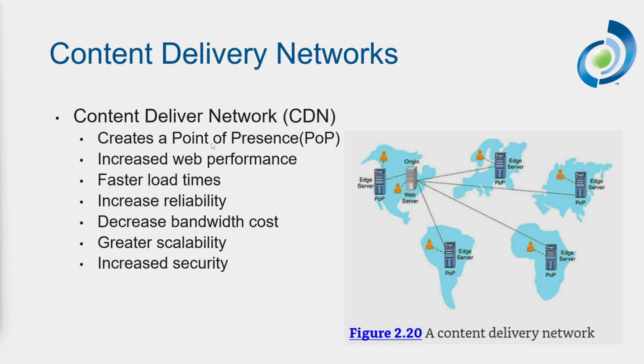So things to remember in a content delivery network: you create a point of presence right here, the PoP, and then you increase web performance, faster load times, increase reliability, decrease bandwidth cost, greater scalability, and increased security.